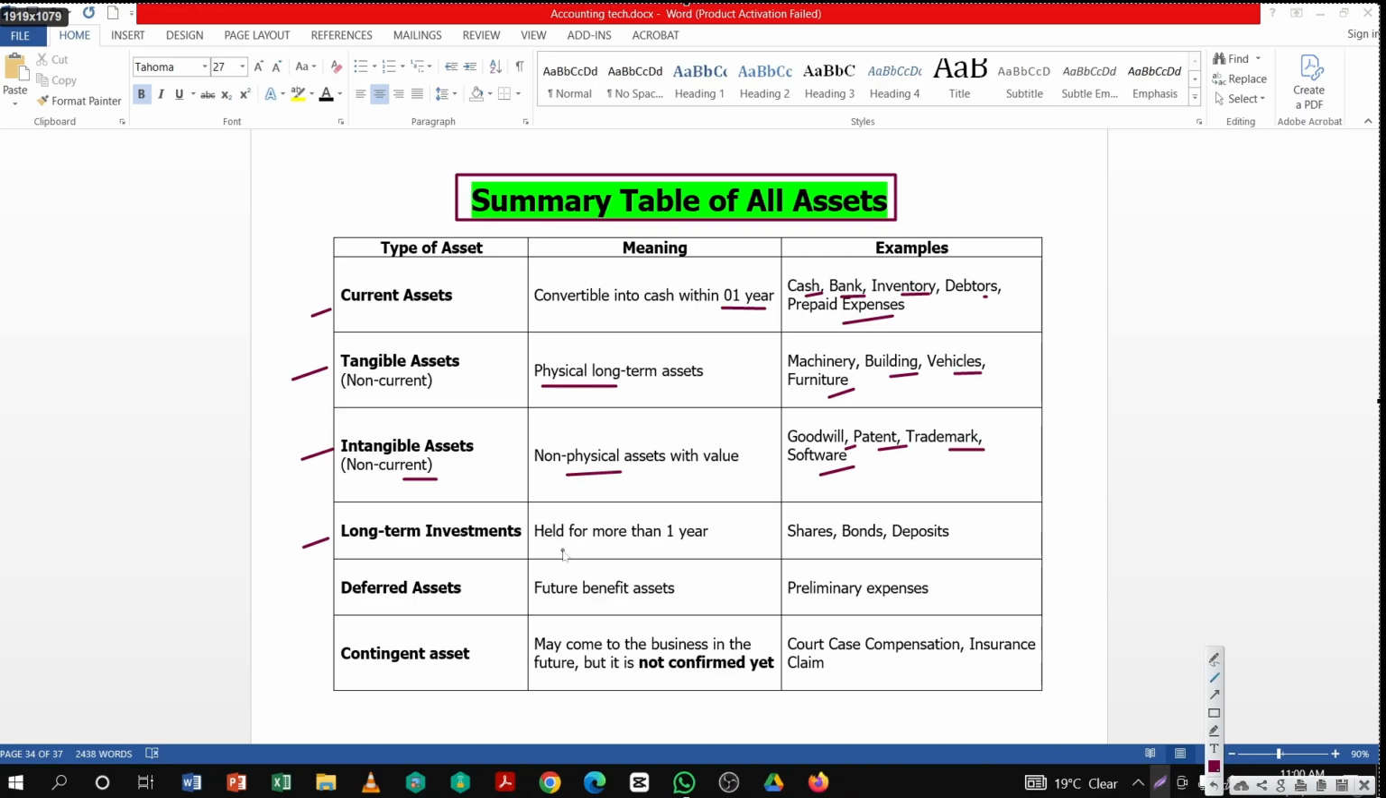Long-term investments held for more than 1 year, shares, bonds, deposits are examples of long-term investment. Deferred assets, future benefit asset, example is preliminary expense. Contingent asset, it may come to the business in the future, but it is not confirmed yet. Court case compensation, insurance claims are examples of contingent asset.